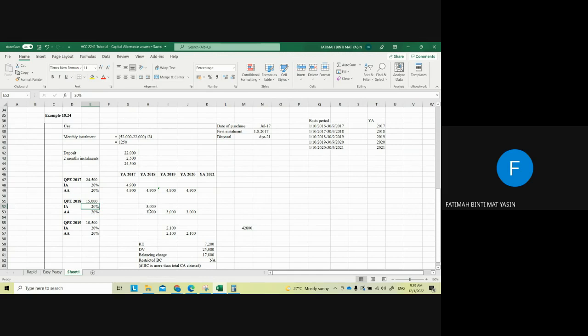For 2018, you can claim the initial allowance, which is 3,000. How did we get this 3,000? 20% multiplied by 15,000. Then the annual allowance is 20% multiplied by 50,000. Then for 2019, we have 20% annual allowance. The same goes for 2020. So for 2019, the company actually made installment payments. How many months, class, for 2019? How many installments did they make? Class, how many installments in 2019?